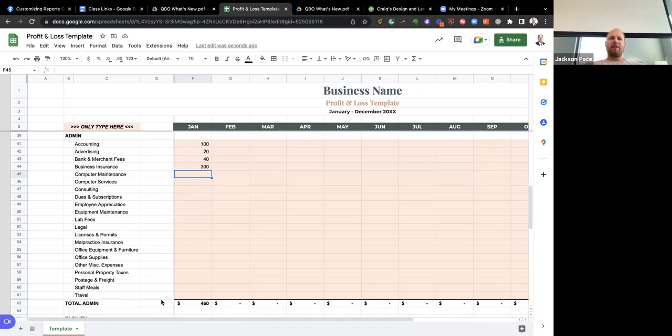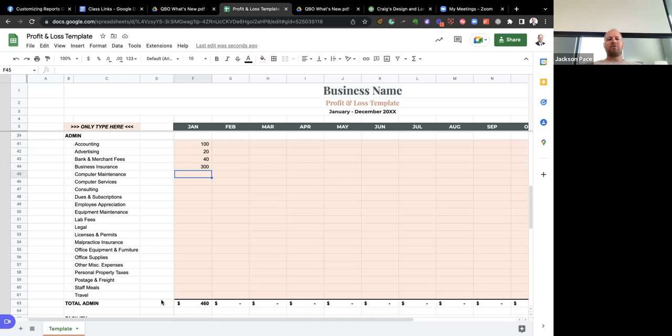And the other thing that this template really becomes helpful for and useful for is, I don't know if anybody on here has ever done a budget or a forecast, but basically what we do is we look at our business and we generally look at the last 12 months.